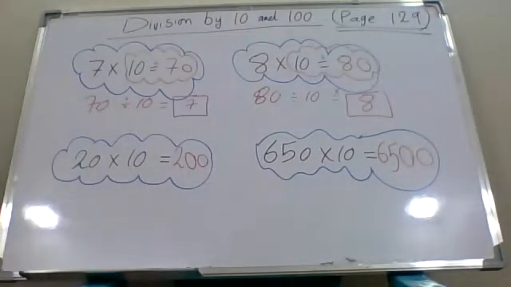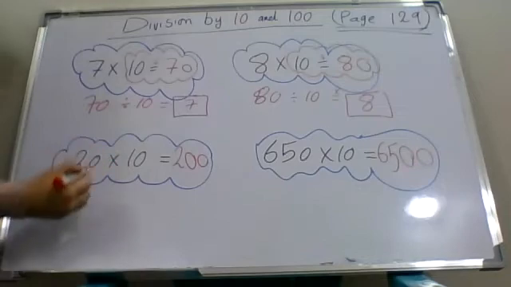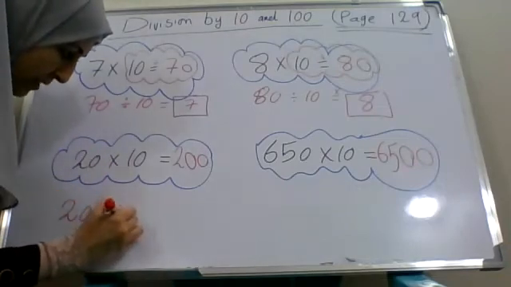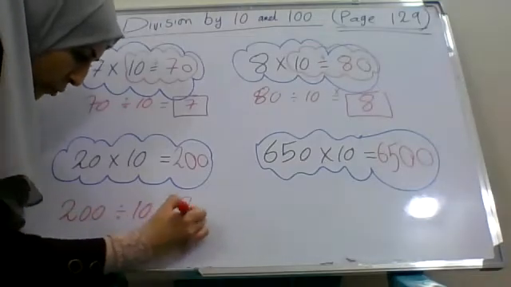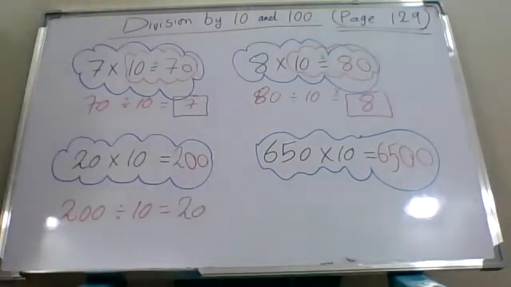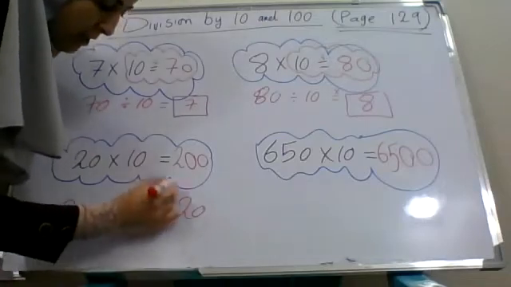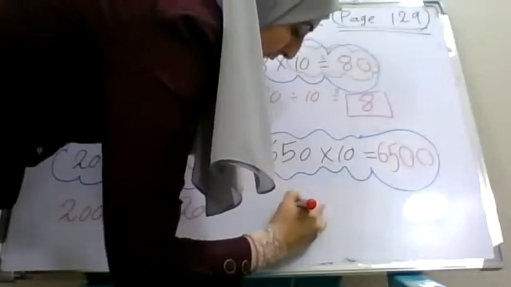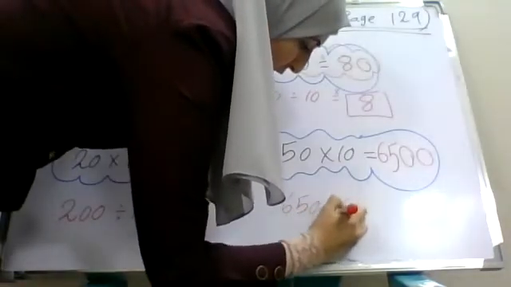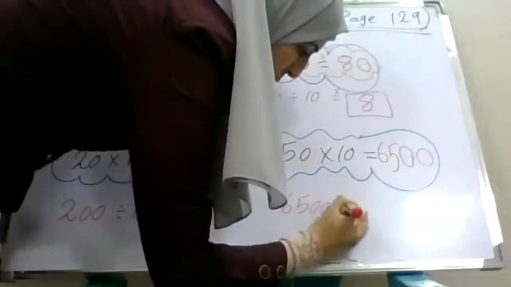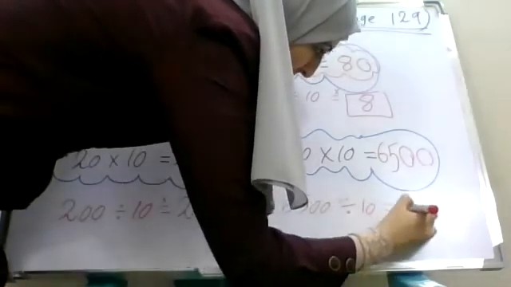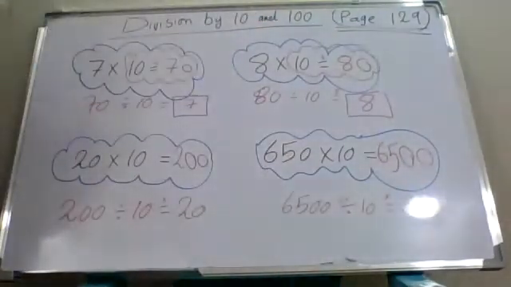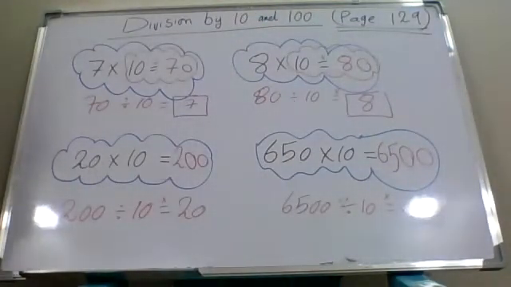I will do the same. It's like 200. I need you to focus. 200 divided by 10 equal 20. If you multiply these numbers together, for sure you will have 200. And I have here 6,500 divided by 10, the answer is 650, okay? If you multiply this number with 10, the answer is 6,500.